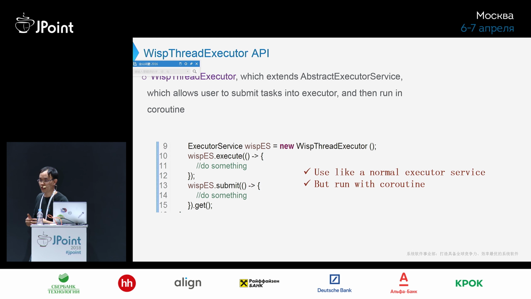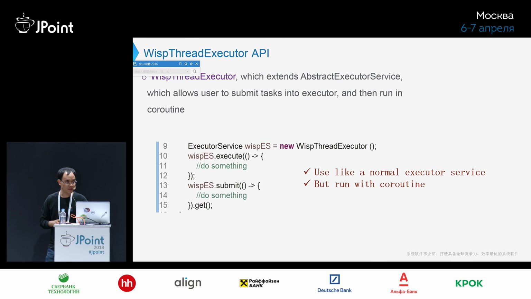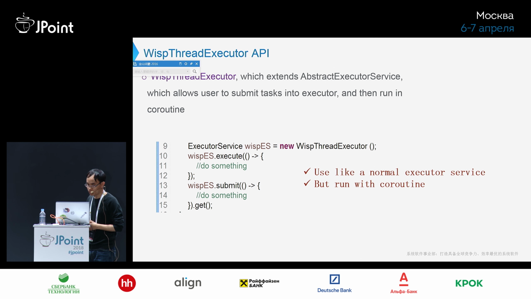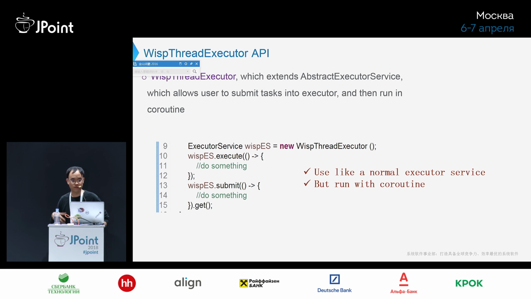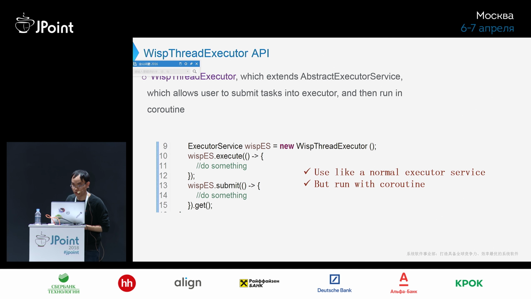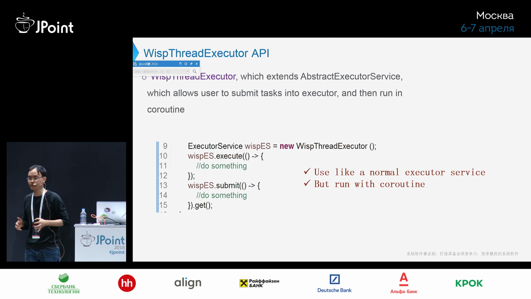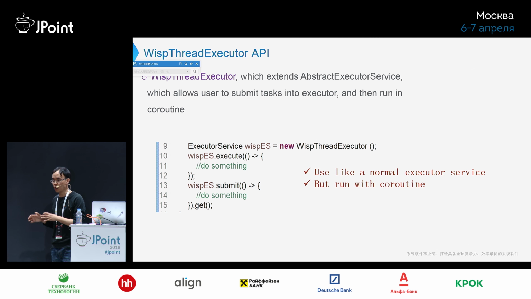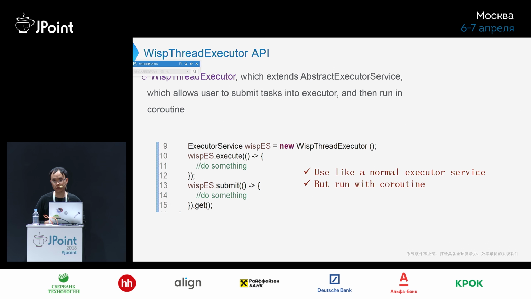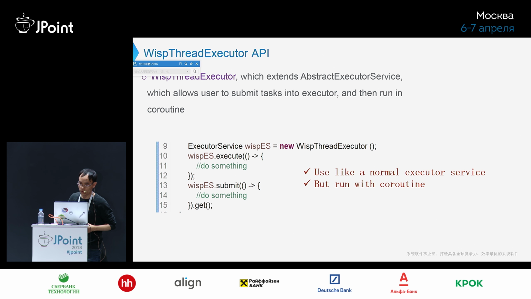Another interesting thing we already implemented is what we call the Wisp thread executor. It's a normal executor service. You can look at this code example. You just create a Wisp thread executor like a normal executor service. You can call execute, and you can call submit for your runnable task. The difference here is all the submitted runnable tasks run on top of coroutines instead of threads. This solution is fully transparent to our application implementers. They can just use our API for coroutine purposes.